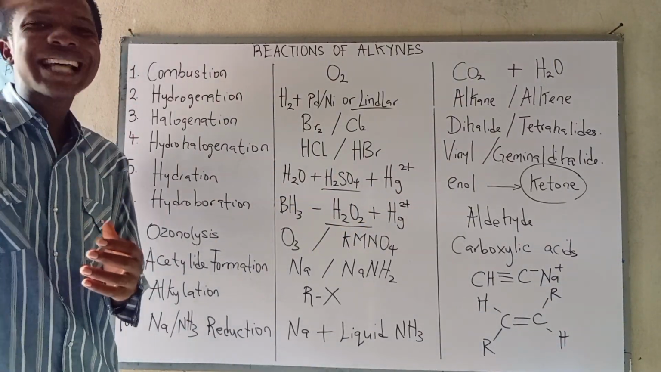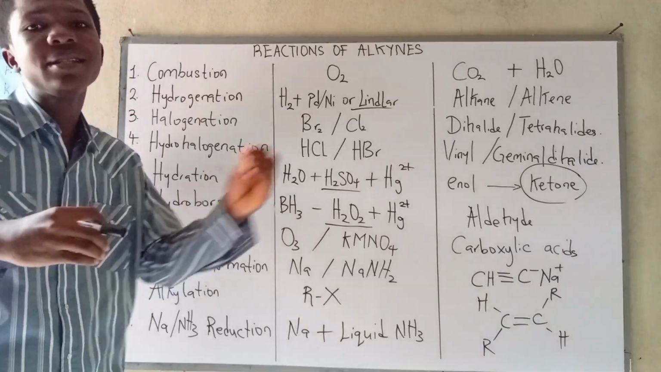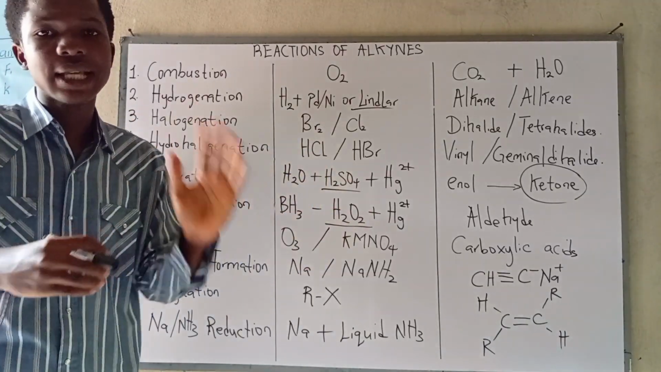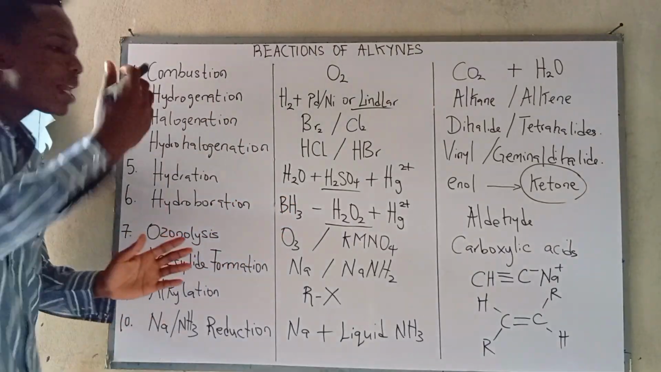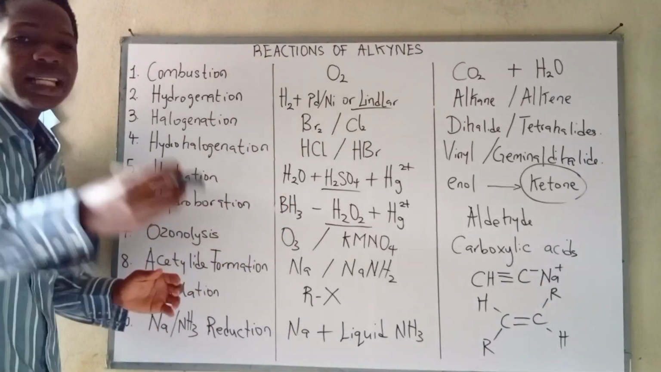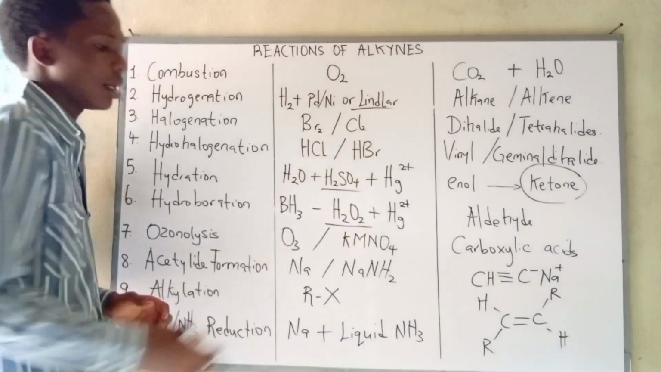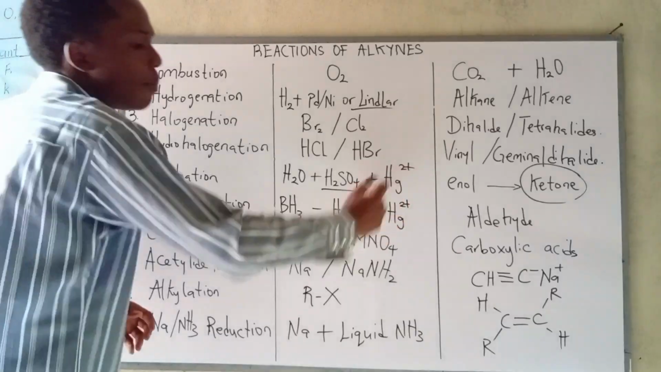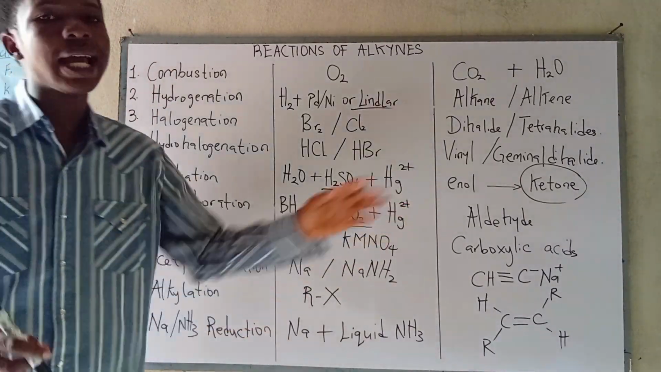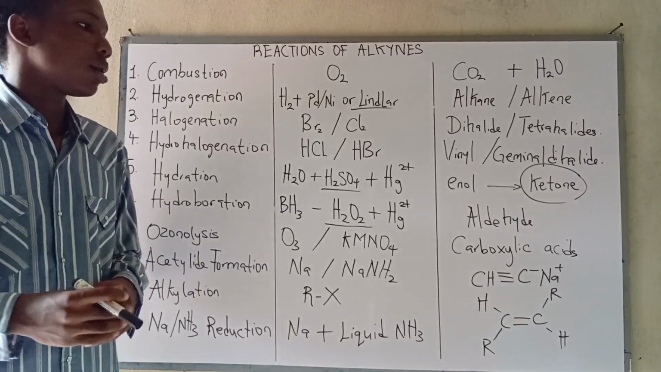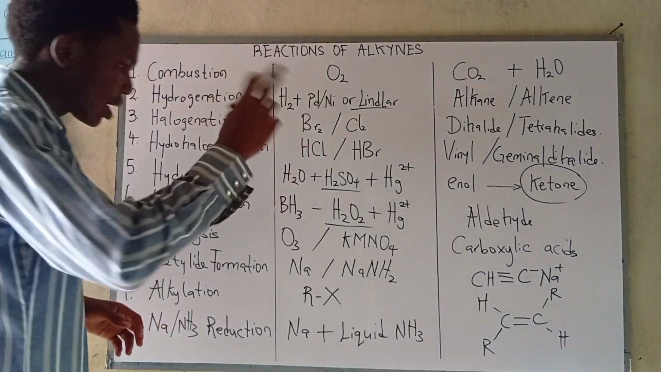We need a terminal alkyne for this reaction for us to be able to get our desired product. So now, using a terminal alkyne to react with borane in the presence of hydrogen peroxide and mercury, we are going to get our aldehyde directly. If you need further explanation of that, go and check the other video.